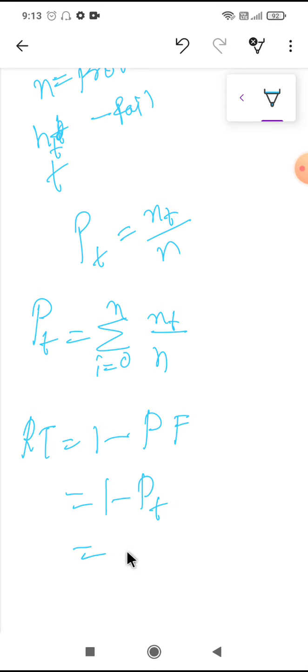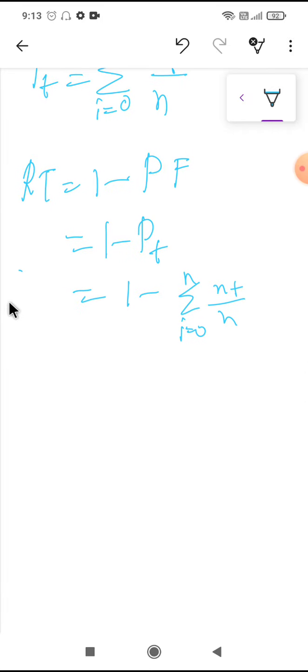Which is equal to 1 minus sigma i running from 0 to n of nt divided by n. When a large number of products is tested, the reliability frequency nt upon n becomes a smooth function, that is f of t. So reliability Rt will be equal to 1 minus the integral from 0 to t of f of t dt.